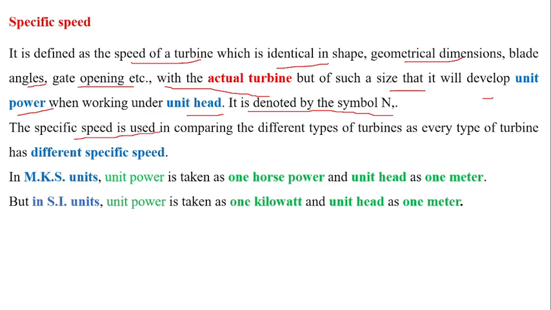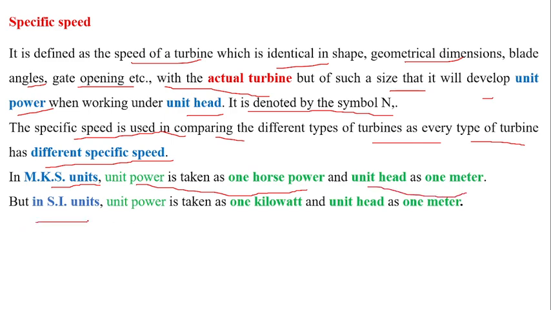The specific speed is used in comparing different types of turbines, as every type of turbine has a different specific speed. In MKS units, unit power is taken as 1 horsepower and unit head is taken as 1 meter. In the case of SI units, unit power is taken as 1 kilowatt and unit head is taken as 1 meter.